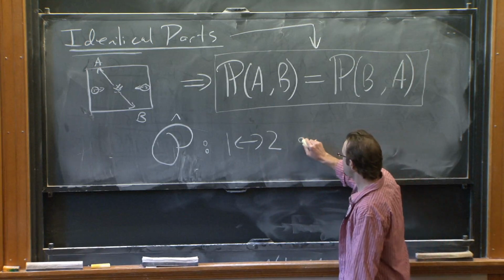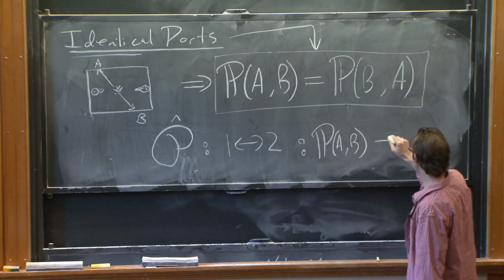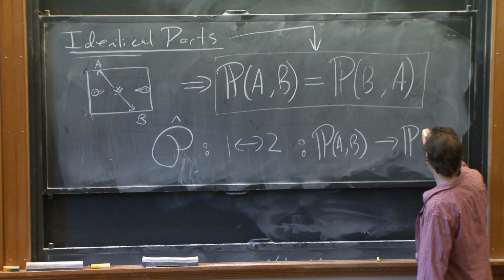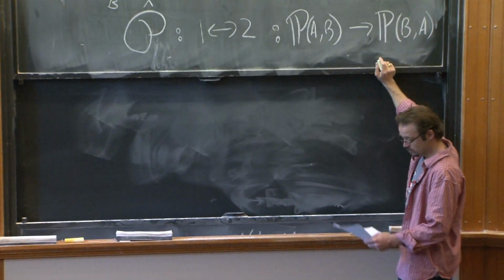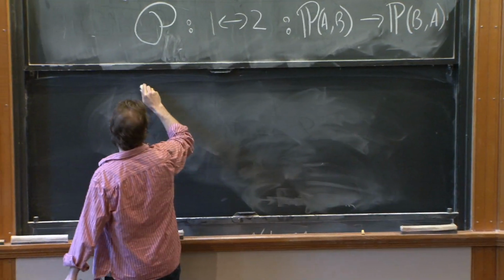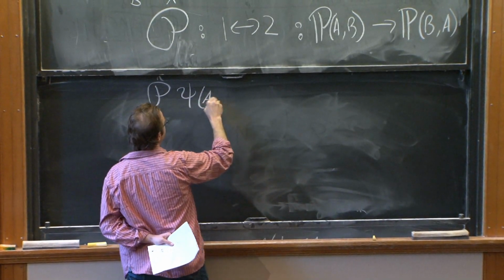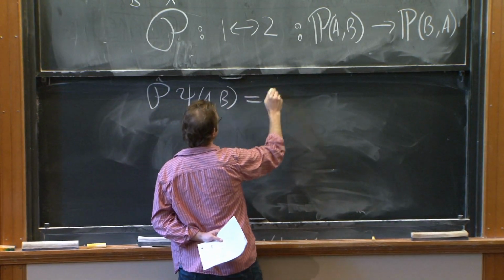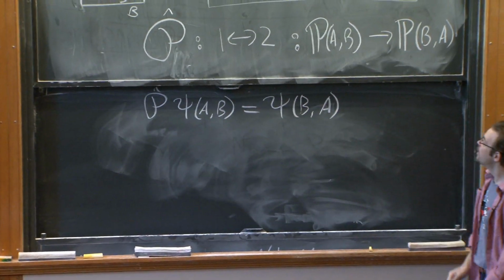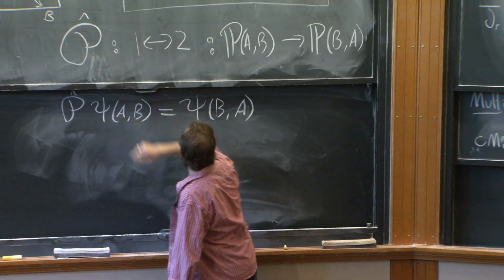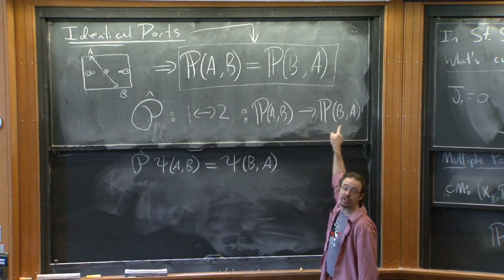So for example, it takes the probability of A to B to the probability of B to A. But more importantly, the swapping operation takes the wave function, the amplitude psi of AB, and it swaps A and B, giving psi of BA. Now it's clear that the swapping operation does nothing to the probability, because the fact that they're identical particles means that these are equal to each other, so it hasn't changed the answer.